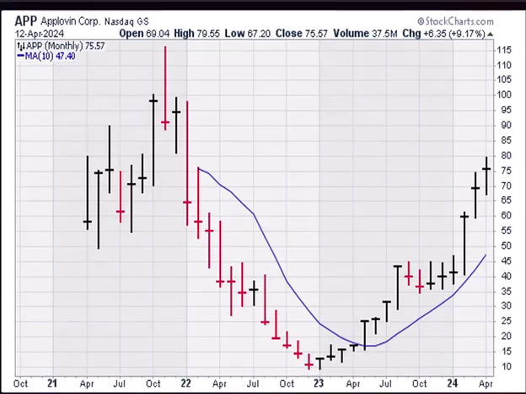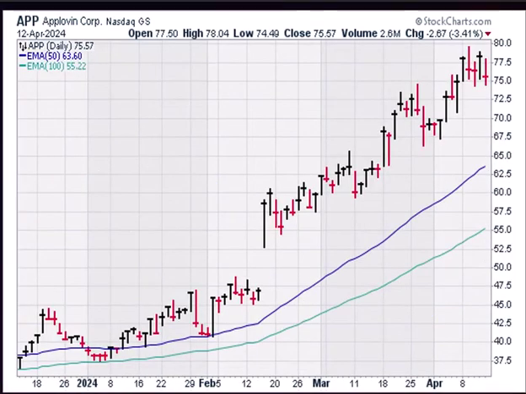According to Prime Trade Select rules, a stock is in a bull trend on a monthly basis if the stock price is above the 10-period or 10-month simple moving average. The monthly chart shows that APP is well above the moving average line, so the monthly trend in APP is up. Now we're going to look at the daily chart.